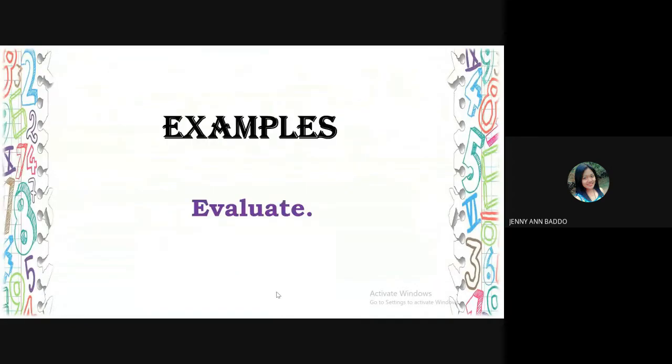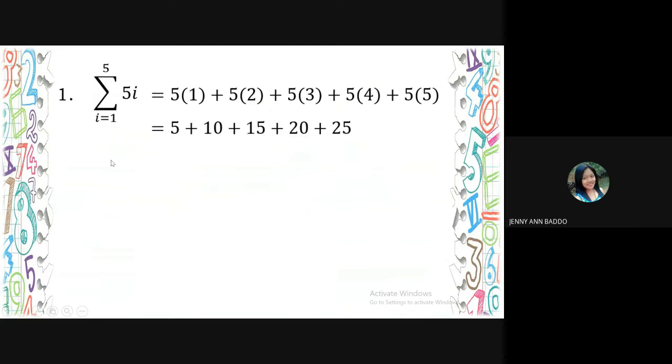Let us have examples. Evaluate the given summation notation. First, summation of 5i where i ranges from 1 to 5. So first, we have to expand the values. So that's 5 times the starting point, which is 1, plus up to 5 times the stopping point, which is 5. Multiplying those numbers, we have 5 plus 10 plus 15 plus 20 plus 25. So we have 75.